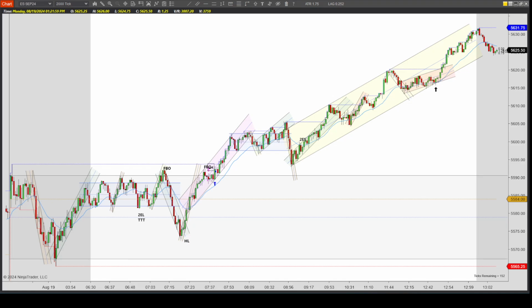August 19, 2024. This is the S&P 500 E-mini futures on the 2000 tick chart using NinjaTrader 8. This is what the chart looked like today. It was very low volume, very low volatility. There was no economic data that came out to really move the market one way or another. And it was just a very, very slow, sleepy day.